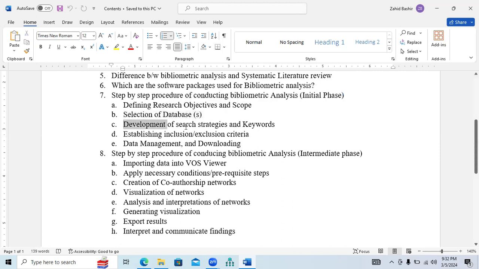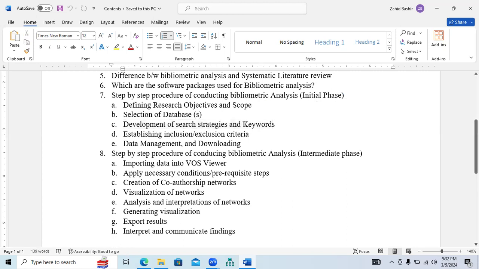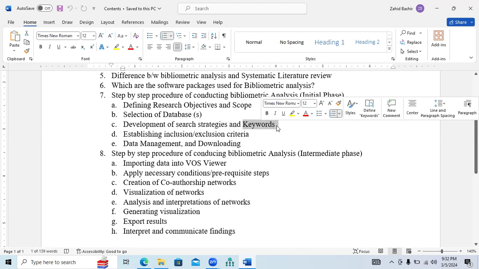Then you need to develop your search strategies and keywords. It is an important one. It is very important for doing your bibliometric analysis, because the correct keywords and the required set of keywords will enable you to collect your data accurately.